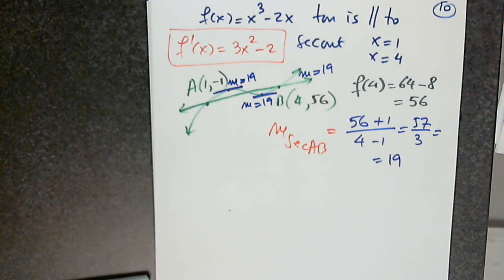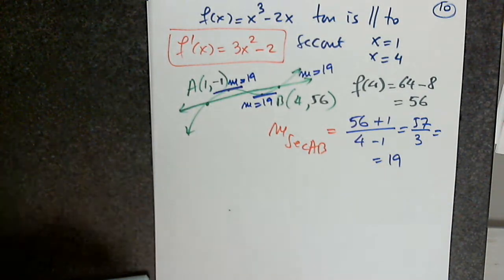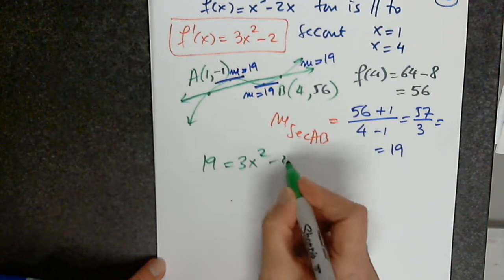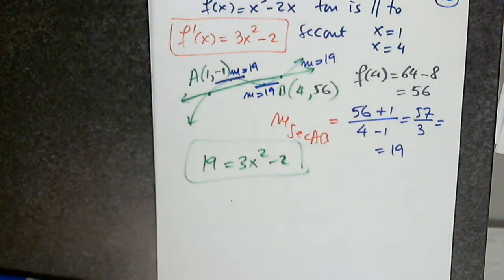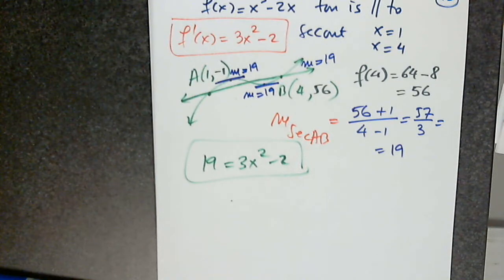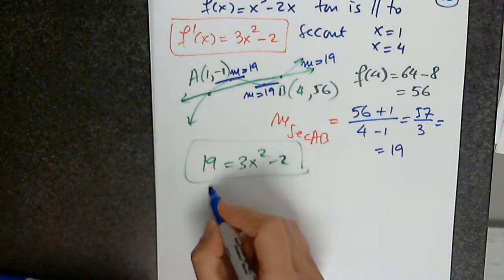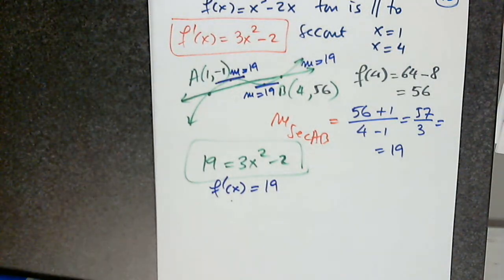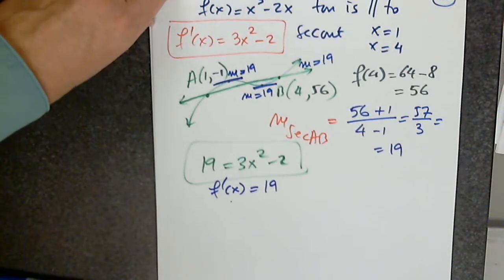So what next? You have to find out what x value the slope is. Exactly. 19 equals 3x squared minus 2. Very good. I have to solve the equation f prime being 19. So this is the equation that we have here. f prime of x equals 19. This is what I need to solve. Very good.